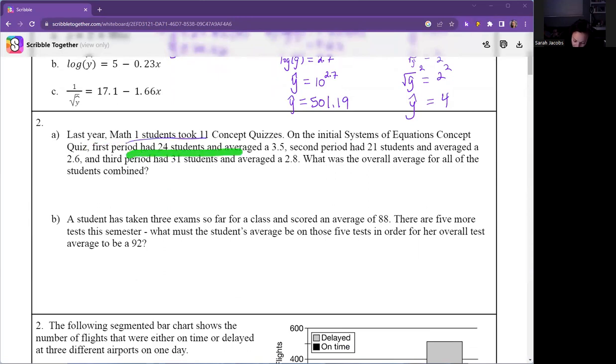Math 1 students took concept quizzes. On the initial systems of equations concept quiz, first period had 24 students and averaged a 3.5. Second period had 21 students and averaged 2.6. And third period had 31 students and averaged a 2.8. What was the overall average for all of the students combined?